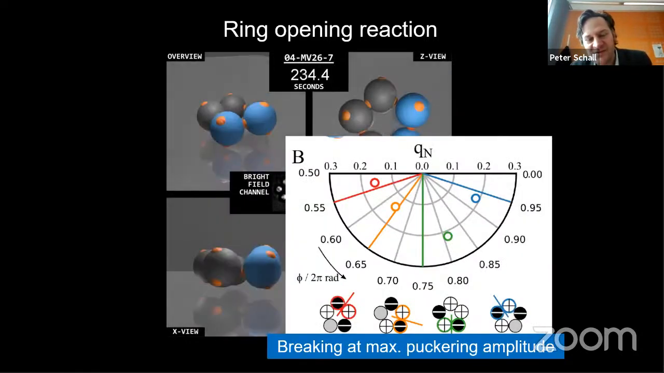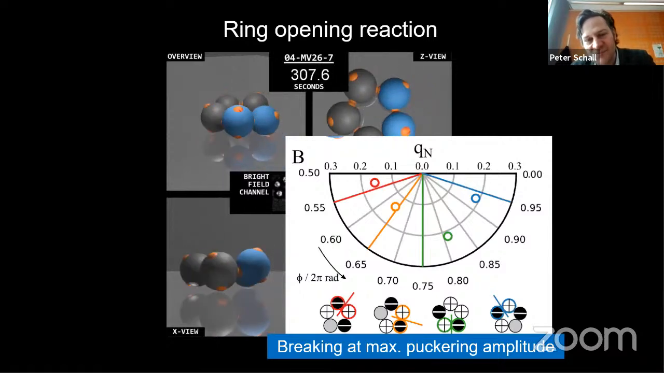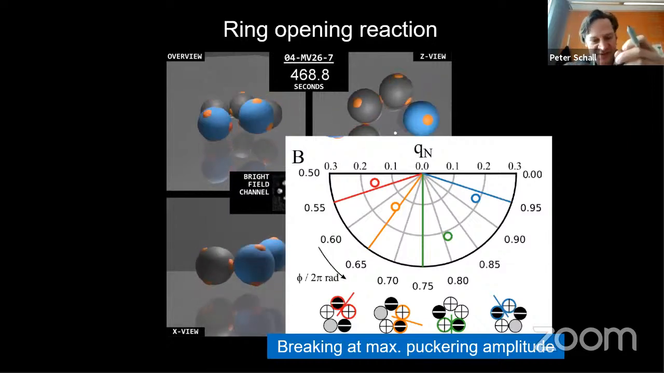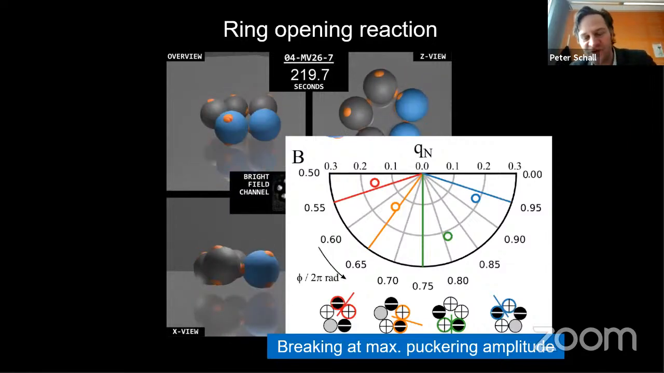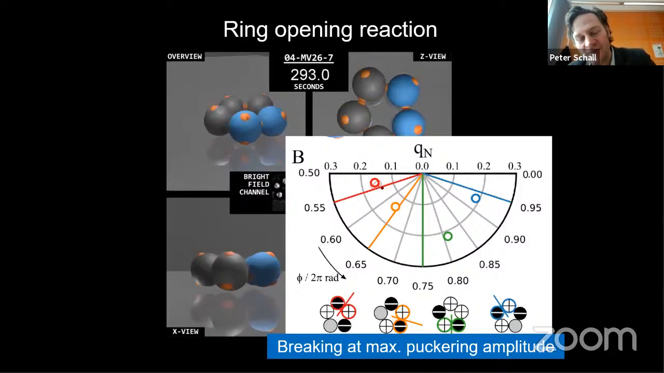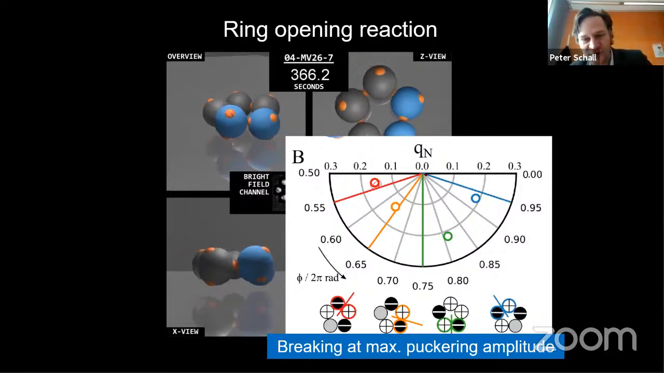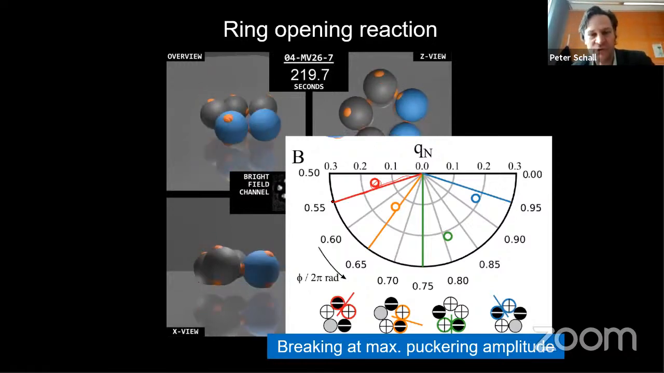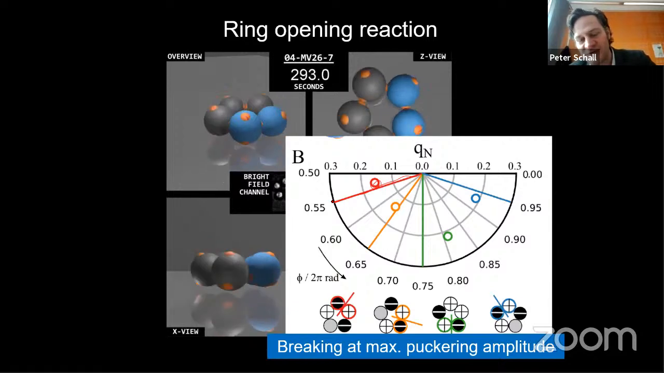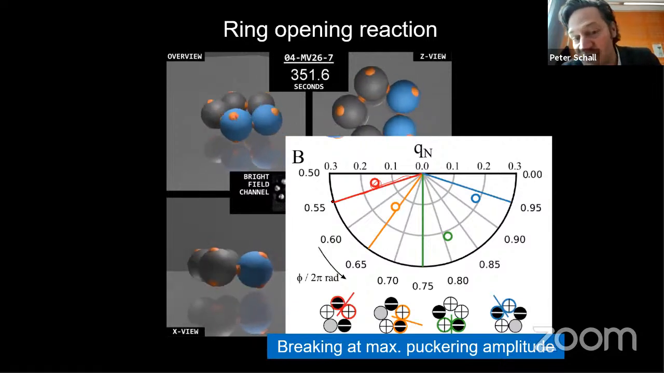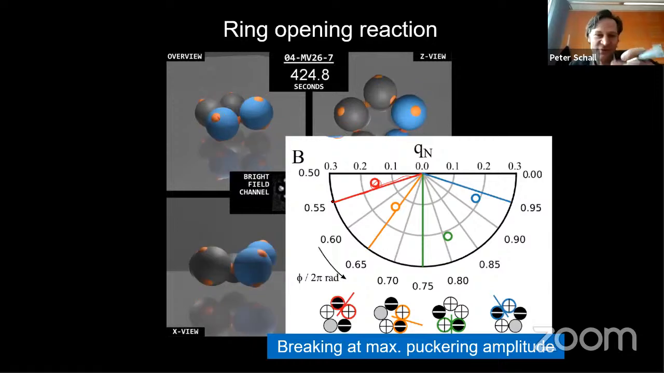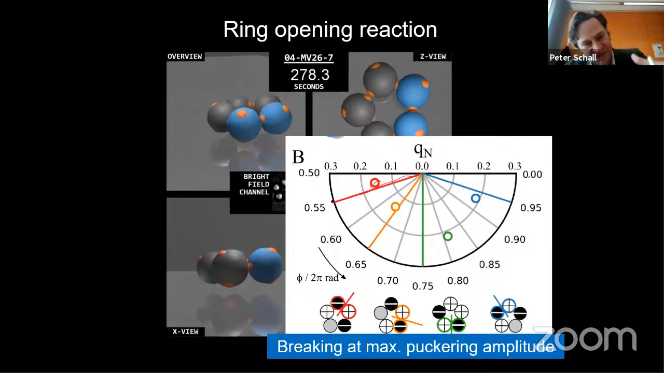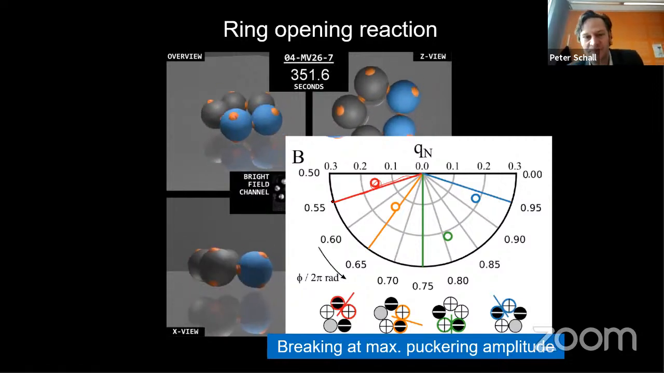Something I skipped over is that the ring typically opens at the place where there's the highest amplitude. The circles in here show where the puckering occurs, and the line shows where the breakage has occurred just after that frame. And you see that for all four different experiments, there is coincidence. So it seems there's really a stress on the system due to puckering, and when the stress is large enough, it opens. Okay, thank you.